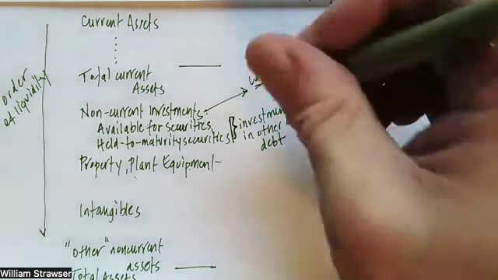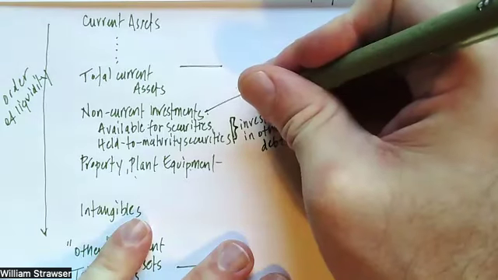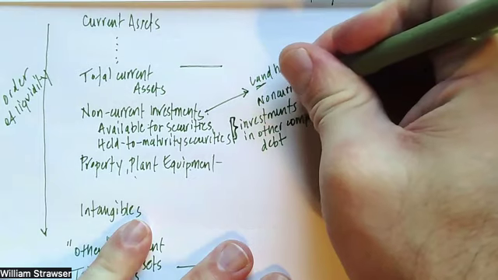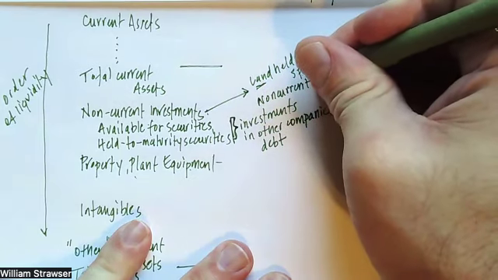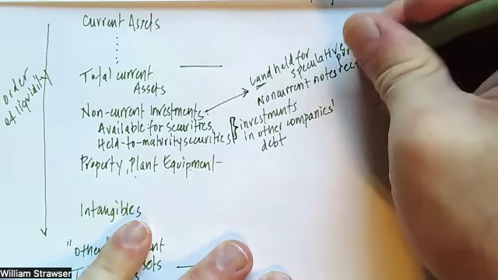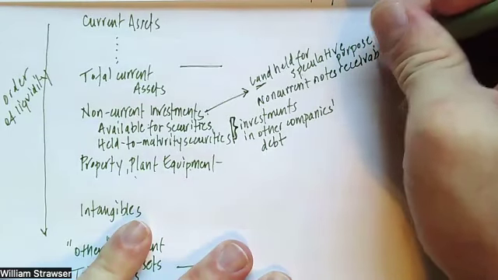Other non-current investments would include long-term or non-current notes receivable. We talked about notes receivable, but only current notes receivable. They can have, of course, long-term versions of that.